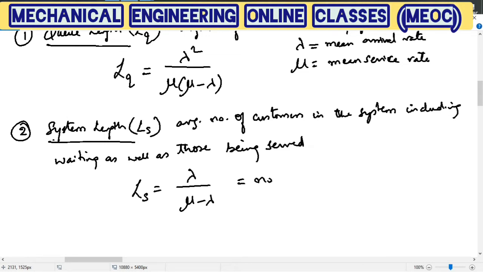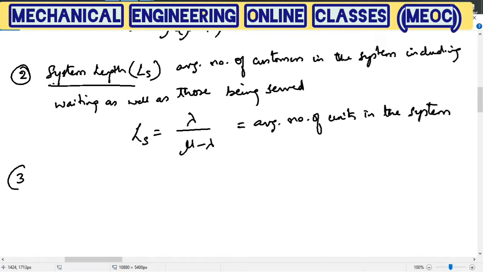This gives us the average number of units in the system. This is LS. The third operating characteristic is the waiting time.